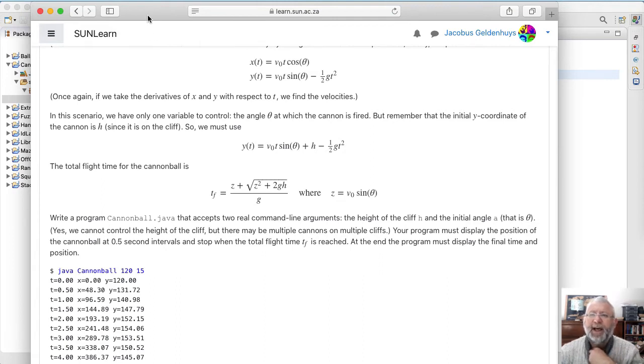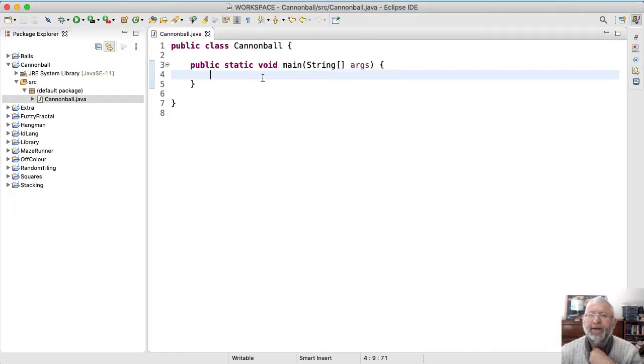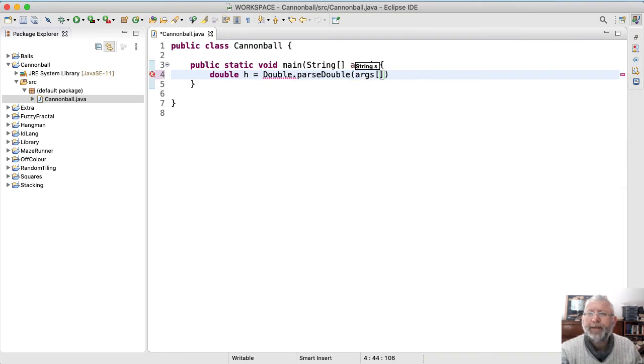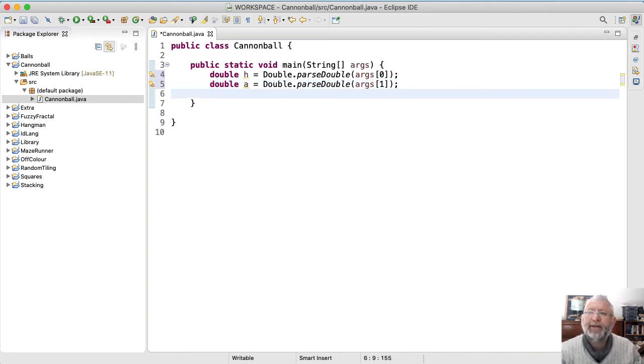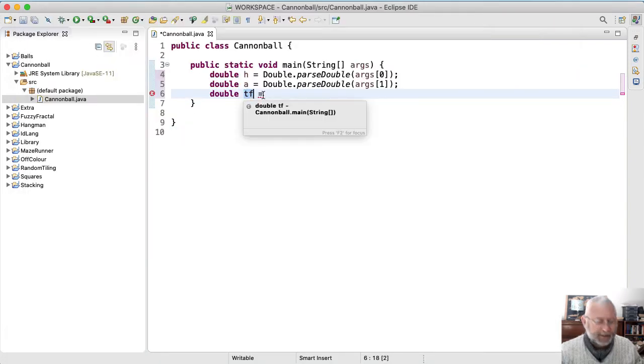Good. Right, let's do that. Let's see. Two command line arguments. The height. It's probably a double. args[0]. That's the height. And also the angle. That's theta, but I can't write theta, obviously. Okay, let's calculate tf. Oh, I'll probably want to calculate z first. Yeah, let's do z first. It just makes the tf formula simpler, I think.